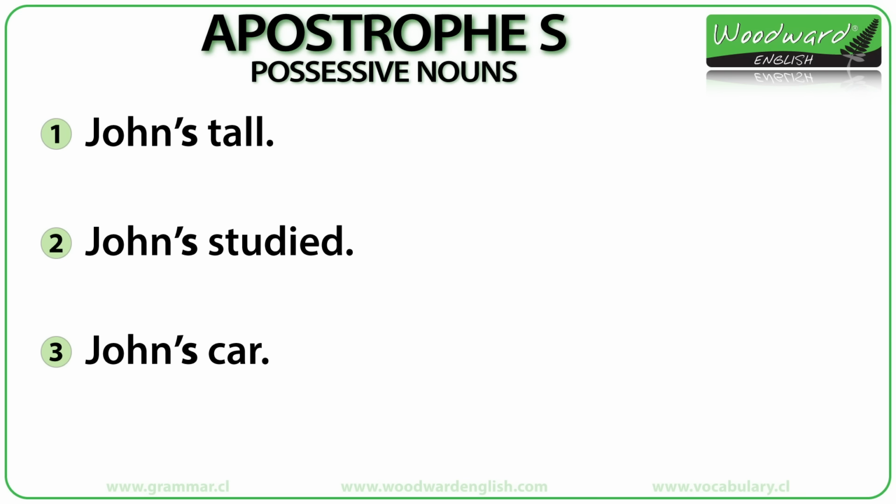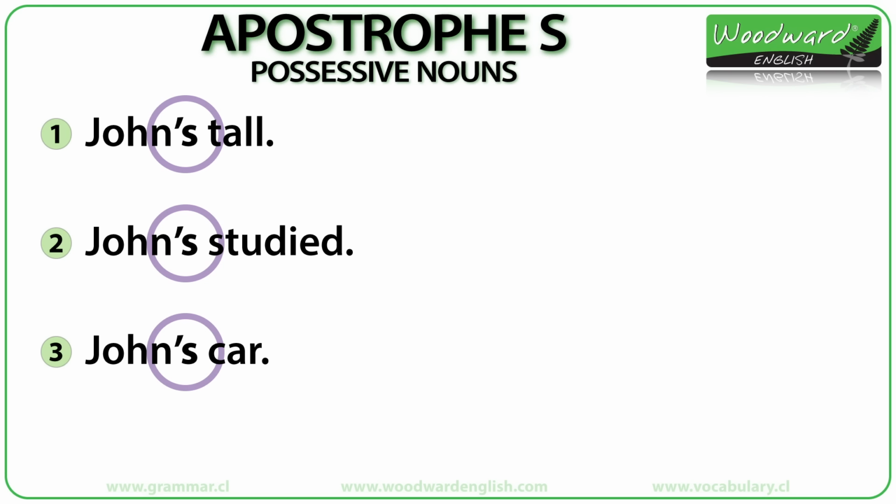Look at these 3 short sentences. John's tall, John's studied, and John's car. What do they have in common, apart from the name John, of course? They all have an apostrophe S at the end of John. What does an apostrophe S mean? The apostrophe plus S has 3 different meanings in English.